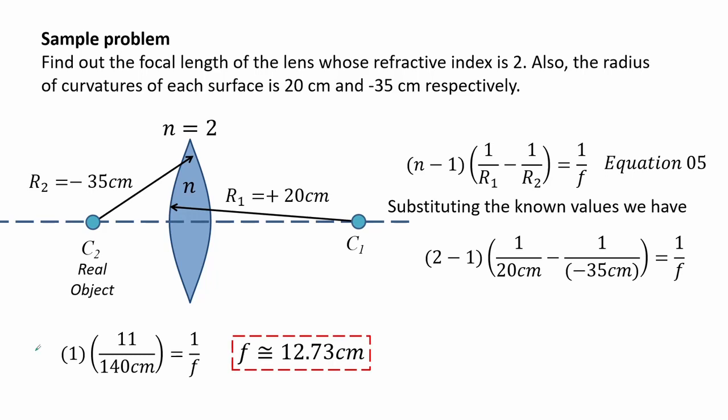Here we have a sample problem on the lens-maker equation. Find out the focal length of the lens whose refractive index is 2. Also, the radius of curvatures of each surface is 20 cm and -35 cm respectively. We directly use the lens-maker equation and substitute the known values, and we get that the focal length of this lens is about 12.73 cm.